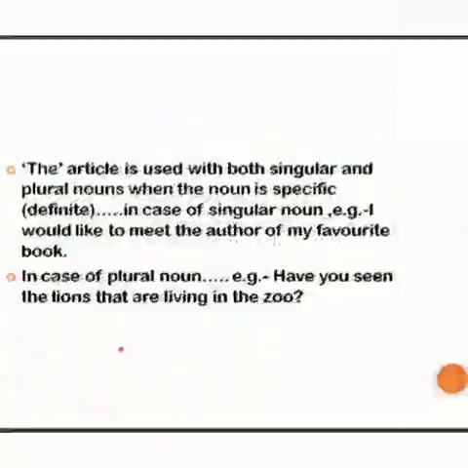The article is used with both singular and plural nouns when the noun is specific or definite. In case of singular noun, for example, children, you see the example properly, then you will understand it. I would like to meet the author of my favorite book. Here you see the author is singular number. Here the has been used.